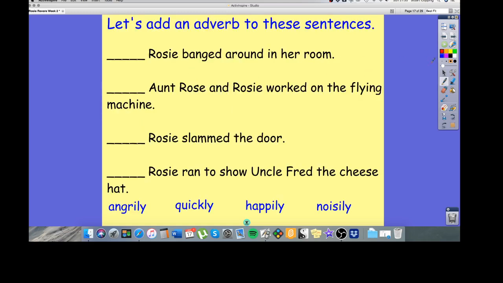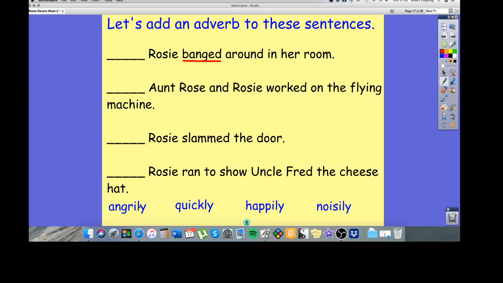So what do we do with these words then? What I want to try and do is to think about them at the start of a sentence. So we call that an adverb starter or an adverbial starter. And again, it describes how we're going to do something. So we're going to add the verb to these 4 sentences. Which one fits? So we've got something Rosie banged around in her room. So how, here's the verb, how did she bang around in her room?